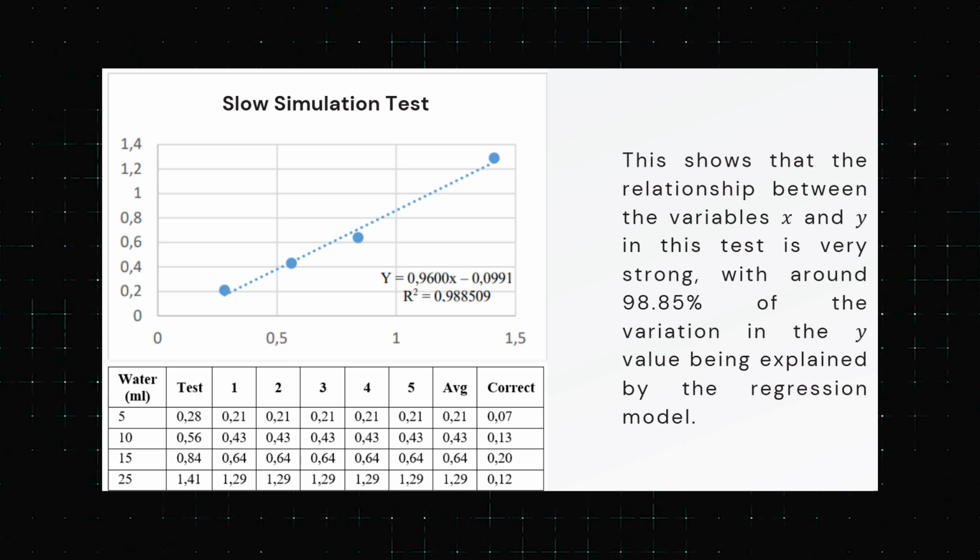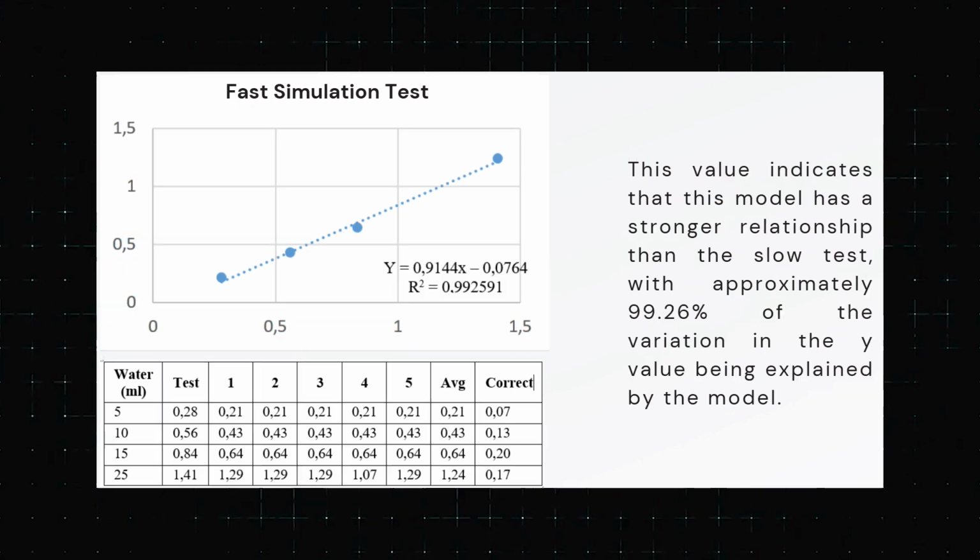We use a linear regression model for analyzing the correlation between X and Y values during slow simulation tests. We get a strong number, around 98.85% correlation. This is a very high correlation that we get. So this is our correlation in fast simulation tests. We get high numbers too, with approximately 99.26% of variation in Y.